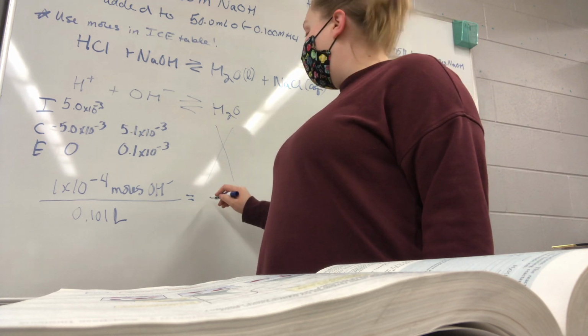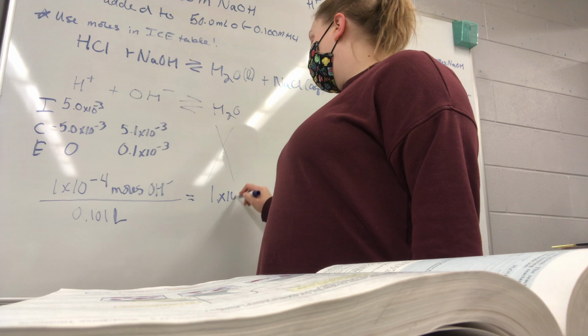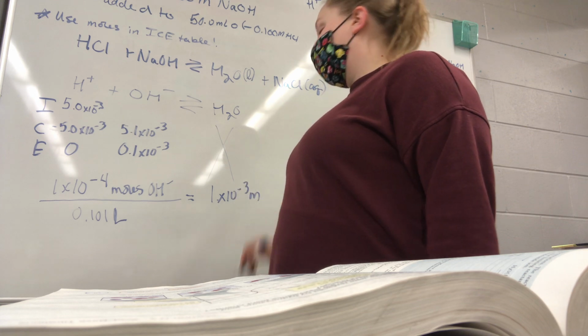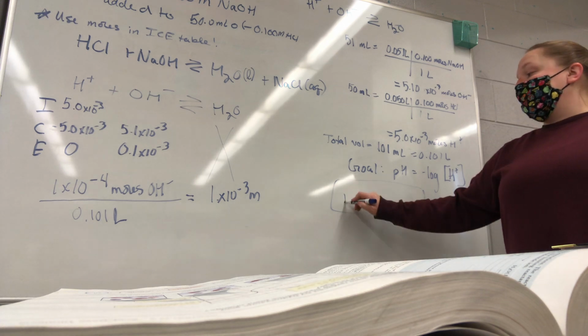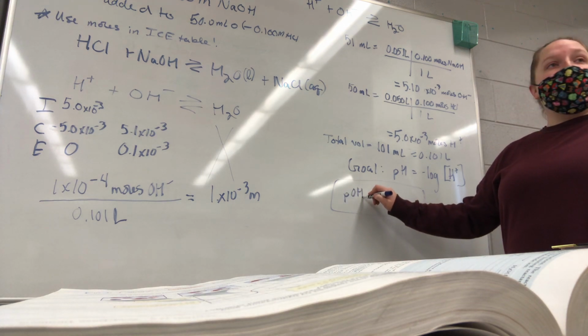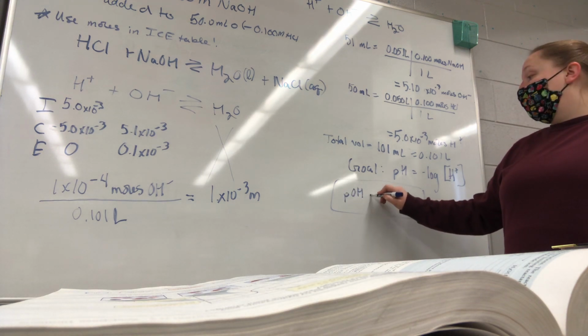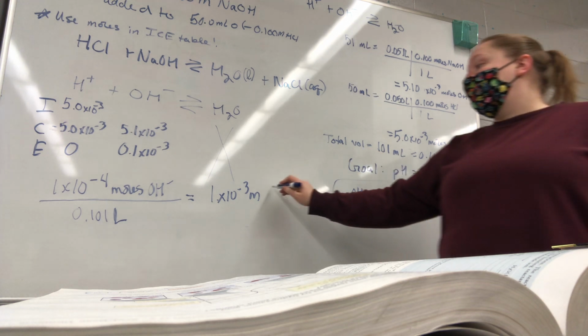Again, comes out to be about 1 times 10 to the negative third. In this case, I'm going to take a pOH because I have OH concentration.